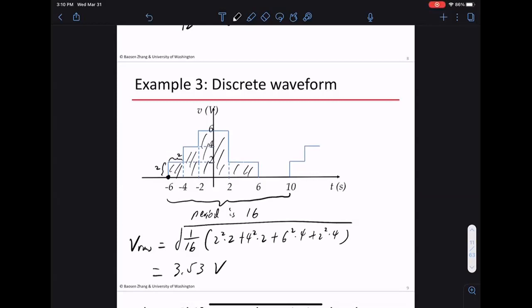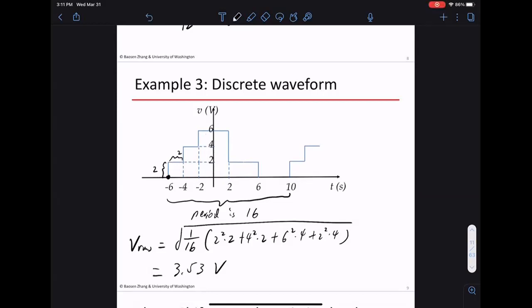Wait, why is it 2 squared times 2? Okay, well, it's good. All right, let's do this again. If you look at this first block, we're going to square this waveform. The height of this is 2, and this thing has a width of 2.